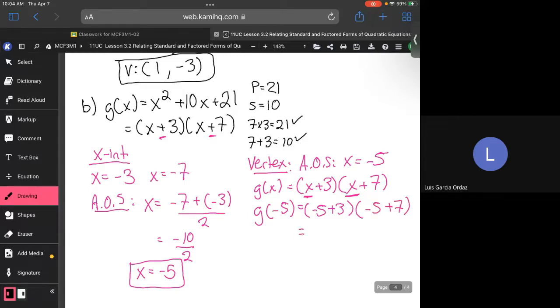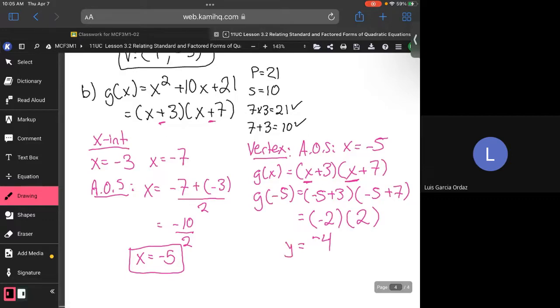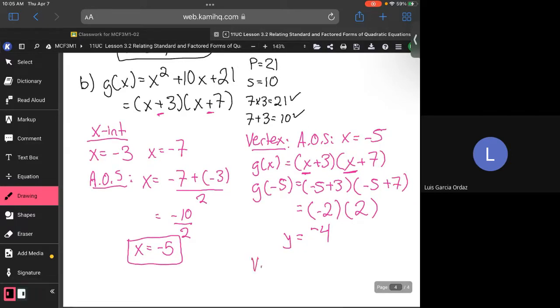So -5 plus 3, what would my first bracket be? -2. Now my second bracket is -5 plus 7. What would that give me? +2. So what's -2 times +2? -4. Okay, and what is my vertex now? -5, -4.